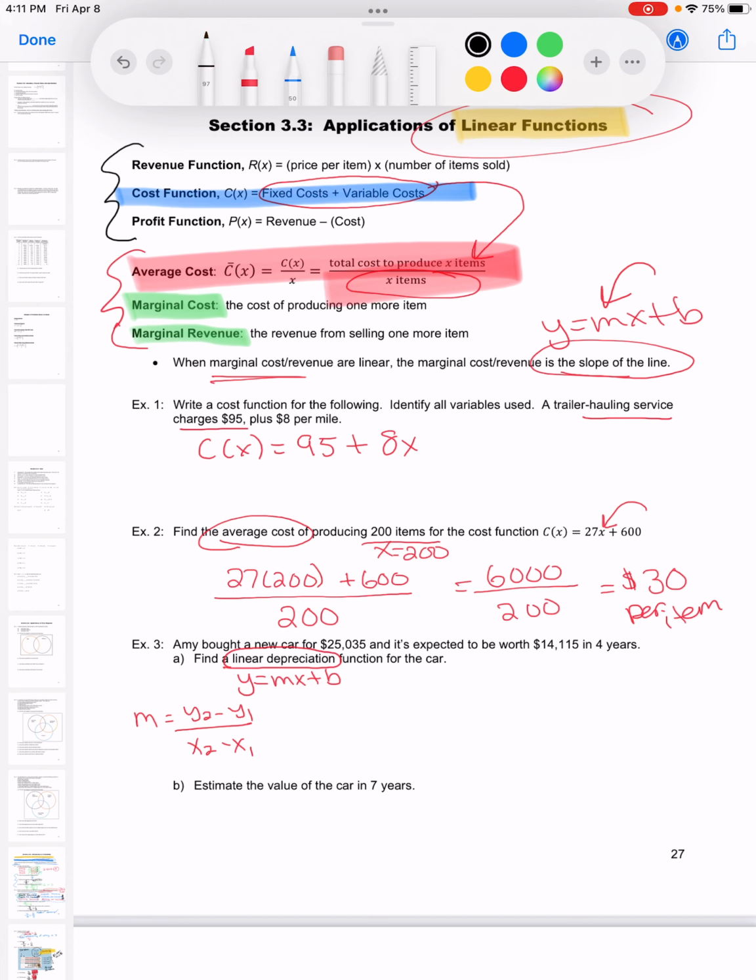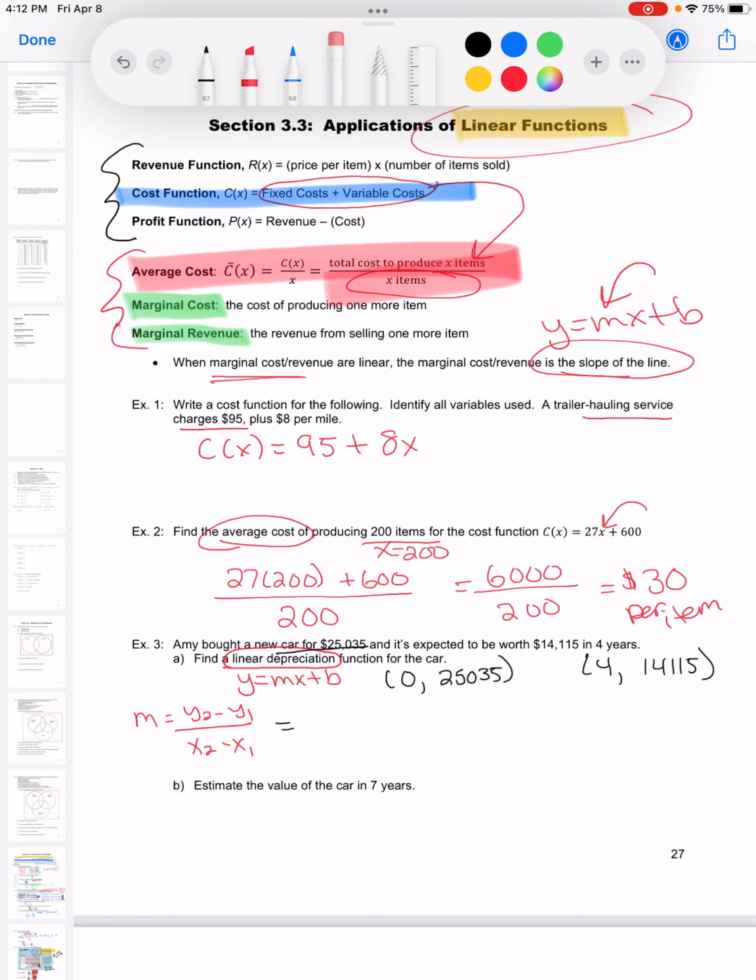So I do need to find my 2 points. The car is new, so that's going to be at time 0 whenever we bought the car. It's worth that $25,035. And then in 4 years, it's worth $14,115. And do remember that the years are going to go in the x spot because they are independent.